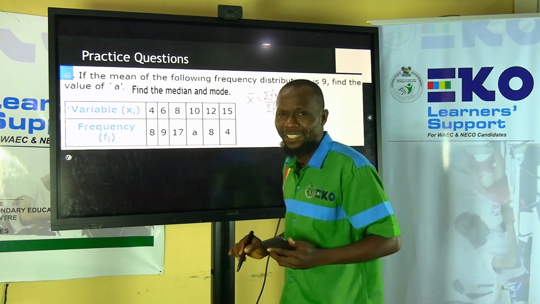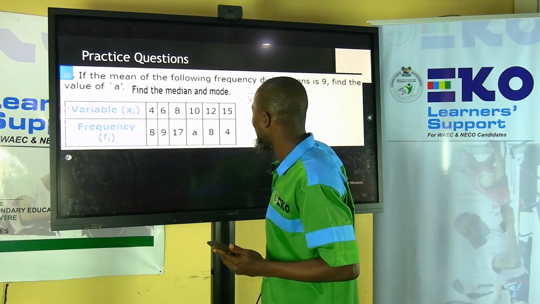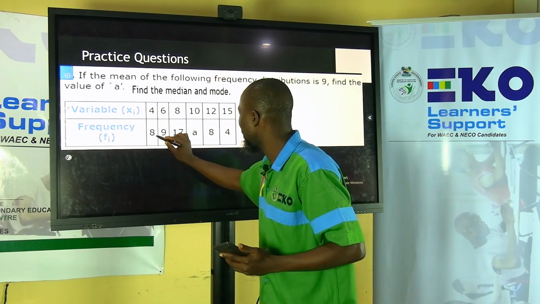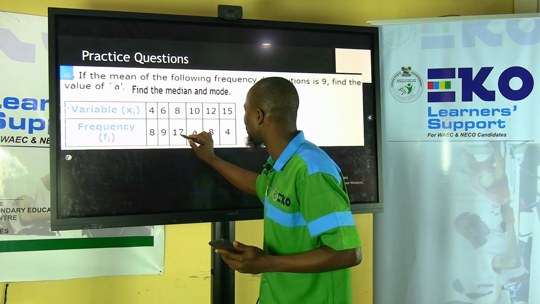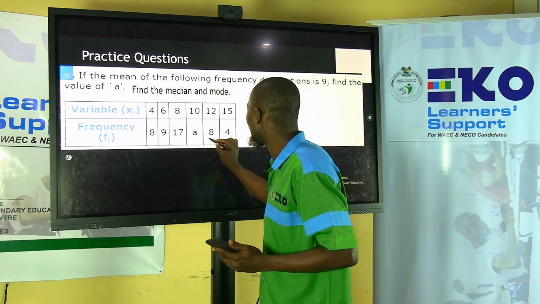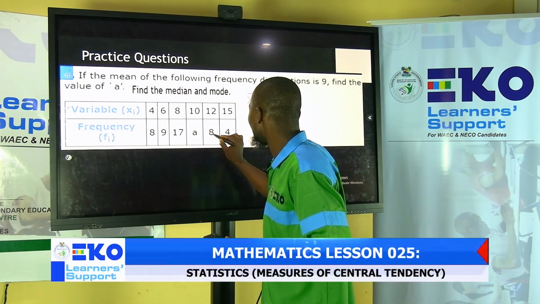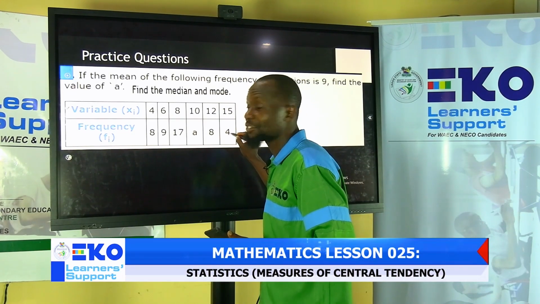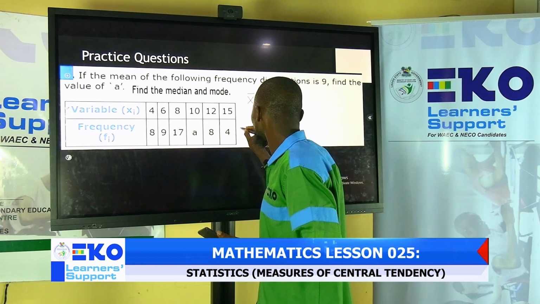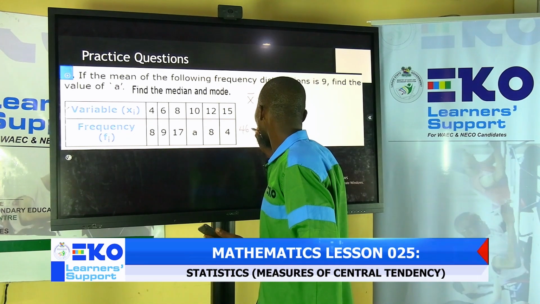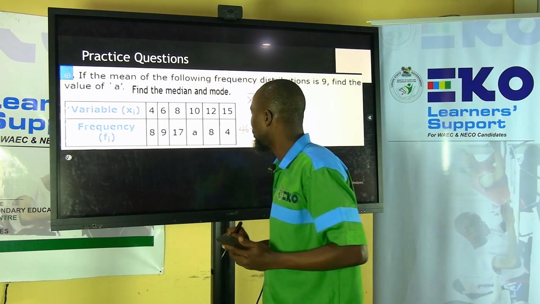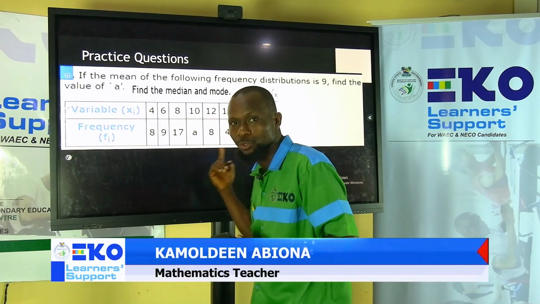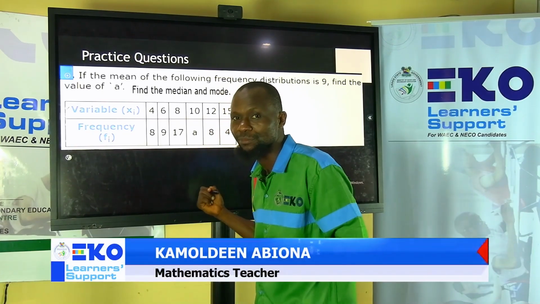So we need summation of f. Let's add f together. So 8 plus 9 is 17. 17 plus 17 is 34. 34 plus 8 is 42. Plus this, that's 46 plus a. So that is 46 plus a. You know, a is unknown there. That's why I told you we have introduced algebra here now.